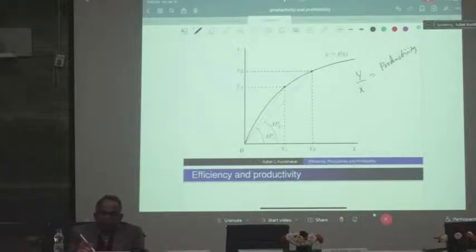Okay, so you can see from this graph what is happening. We're talking about two firms, A and B.